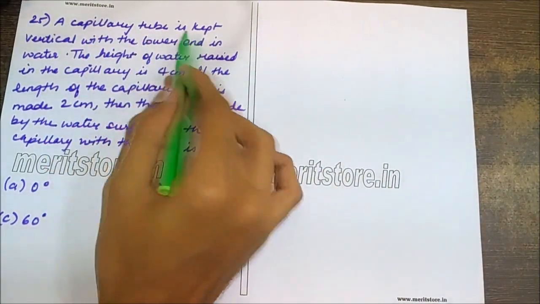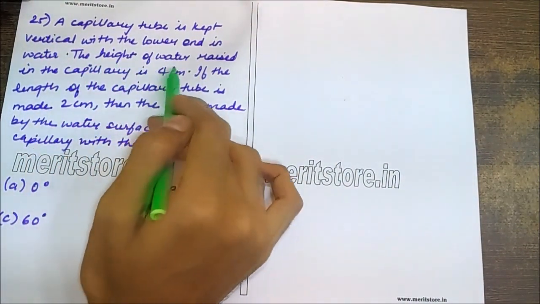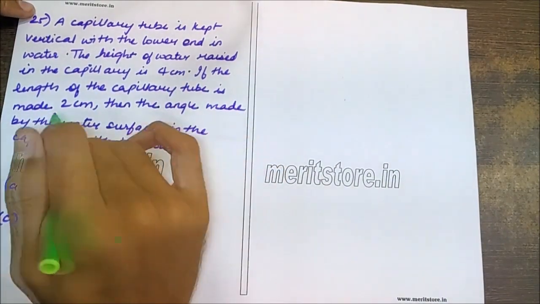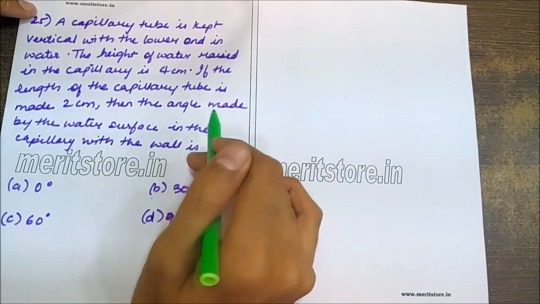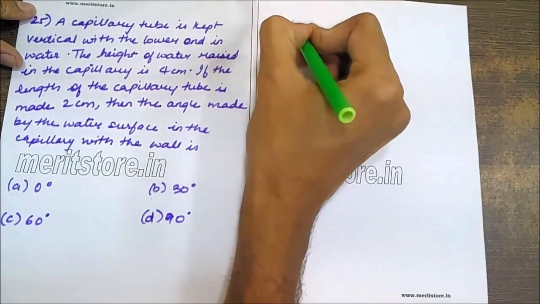A capillary tube is kept vertical with the lower end in water. The height of the water raised in the capillary tube is 4 centimeters. If the length of the capillary tube is made 2 centimeters, then the angle made by the water surface in the capillary tube wall is. We need to find the angle over here.